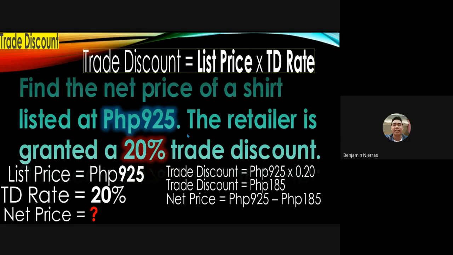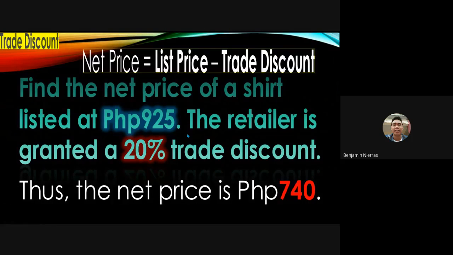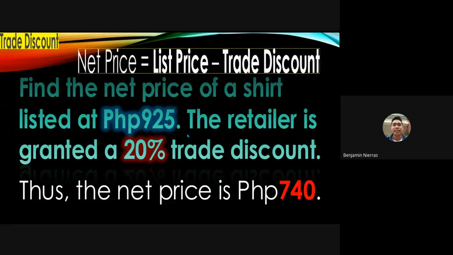Net price is the list price minus the trade discount. So, 925 less trade discount, 185. So, we have the net price of 740. Meaning, that is the new price after the reduction of the 20% discount. So 740 is the net price.